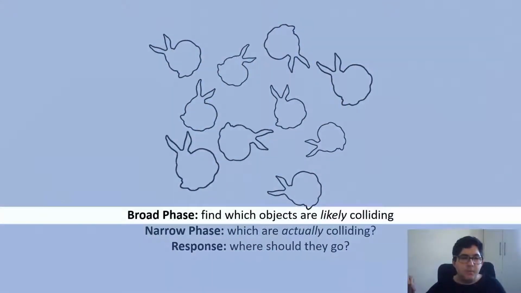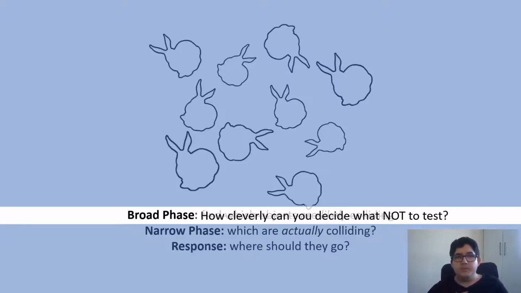In this work, we will be focusing on the broad phase, which to me is the most interesting of the three, because in the end, you do have to compute the response. You can't really avoid that. You can't really not test if the objects are colliding or not. You can't bypass the narrow phase. What you can do is avoid spending unnecessary work on things that do not collide. So a different way to express what the broad phase really means is how cleverly can you decide what not to test. To me, this is a beautiful problem, which is way more about how can you quickly find what not to do than what to do.